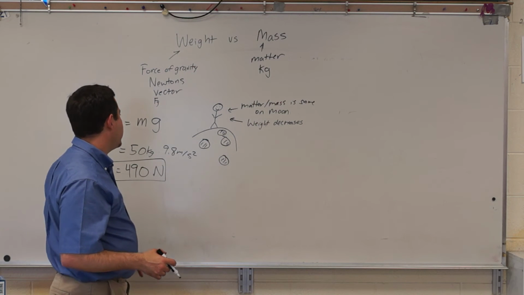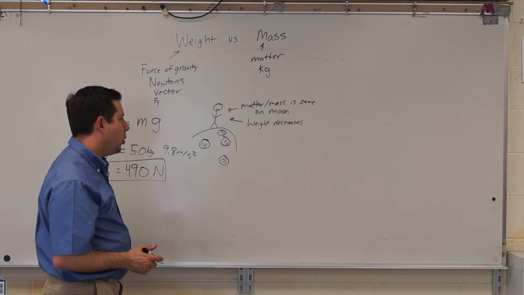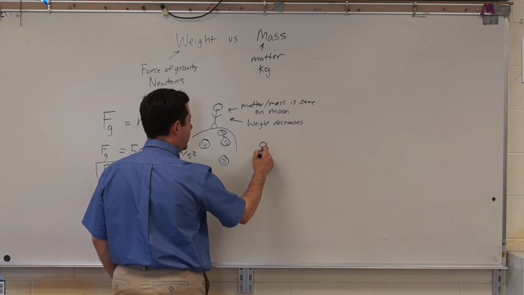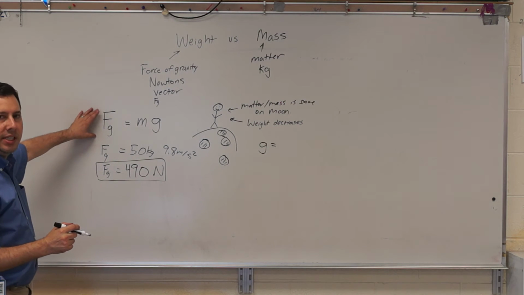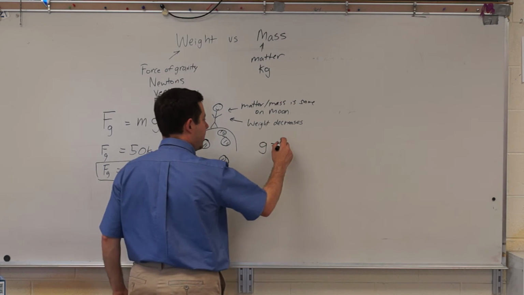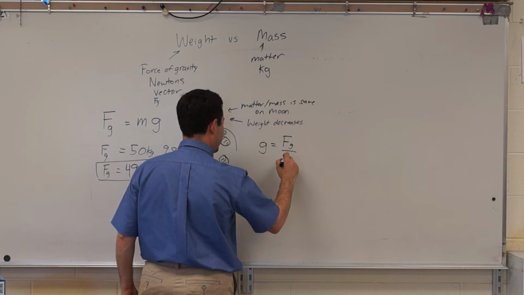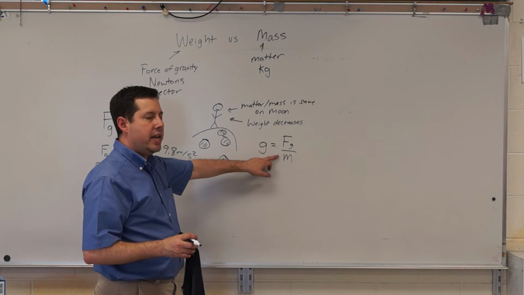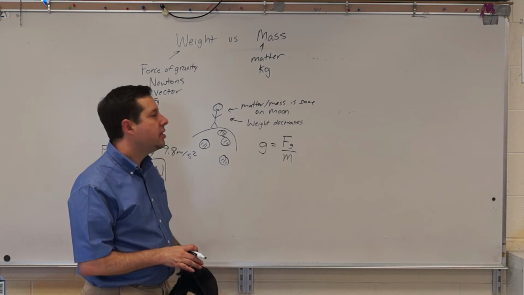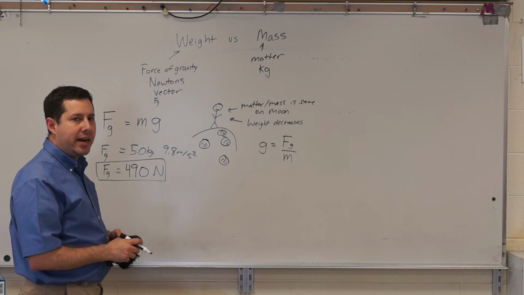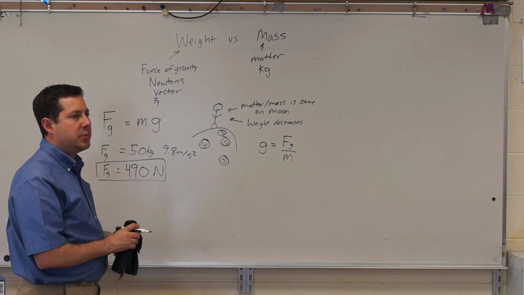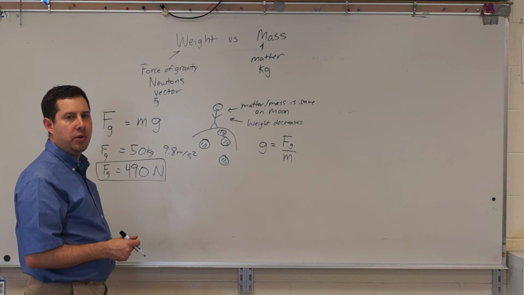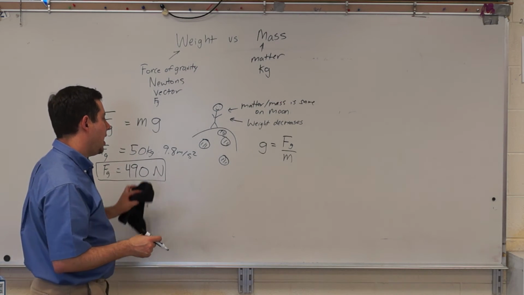On other planets, however, g is not 9.8 meters per second squared, and you can actually figure out what it is. This is the equation you'll see on your reference table. You don't actually see it in this form, but g is equal to F sub g divided by m. So you could measure your weight on the moon, and you could know your mass on the moon and find g, which is not going to be 9.8 meters per second squared. It's probably going to be closer to, just a guess, 2 or 3 meters per second squared on the moon.